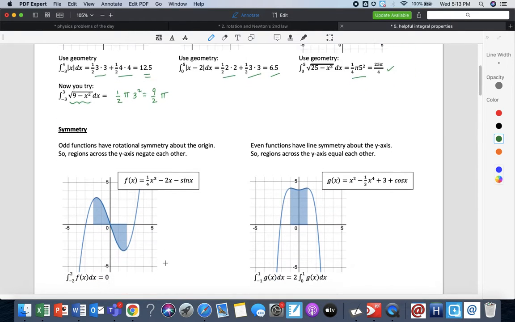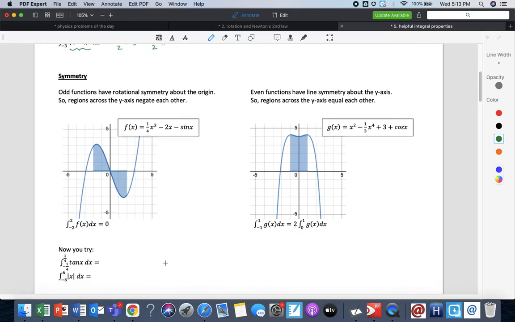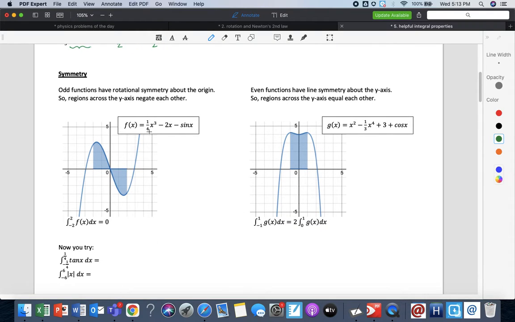Another thing you can be on the lookout for are symmetric functions. If a function is made up entirely of odd-powered terms, then it exhibits rotational symmetry around the origin. And you can see this function has a cubic, an x to the first, and a sine function, which is also an odd function. So as a result, if you collect area from a negative value to its corresponding positive value, those areas cancel out.